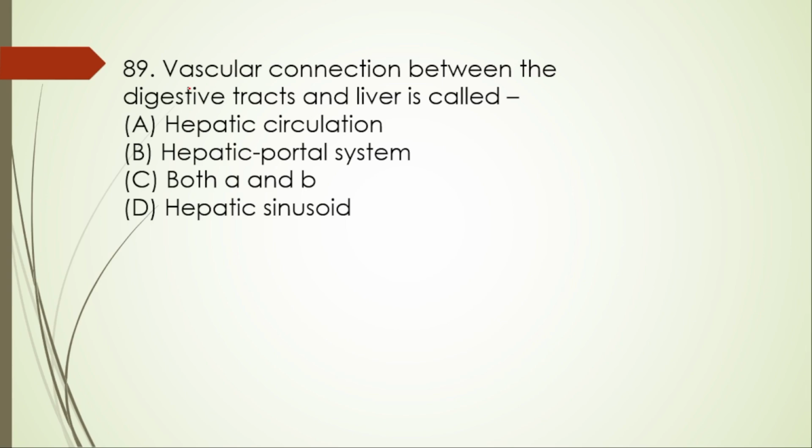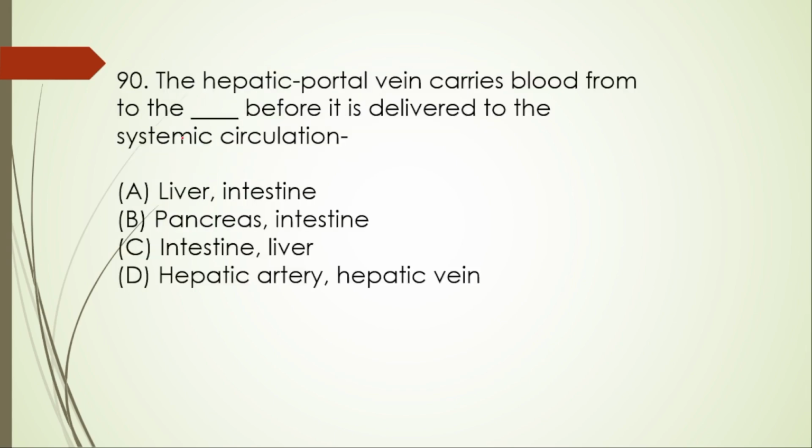89th one. The vascular connection between the digestive tract and liver is called A. Hepatic circulation, B. Hepatic portal system, C. A and B both, D. Hepatic sinusoid. Here the right option is hepatic portal system.